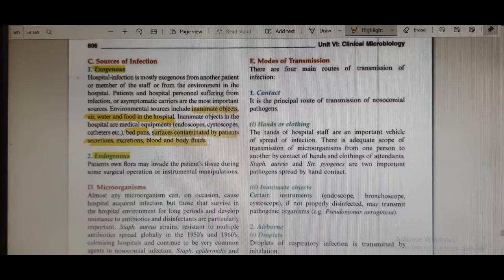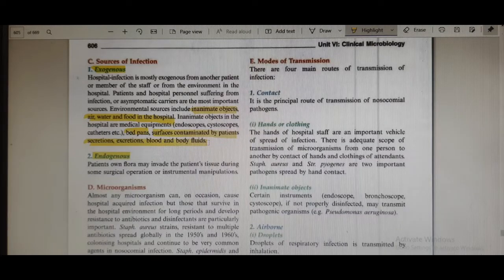So these exogenous infections could be from the sources of inanimate objects, air, or contaminated water or food in the hospital that is being consumed by the patient. These inanimate objects include medical equipment like endoscopes. Endoscopes are used to see the stomach, inserted from the esophagus and observed inside the stomach. So when these endoscopes are not cleaned properly, the infection might go into your stomach. So that is one of the medical equipment.